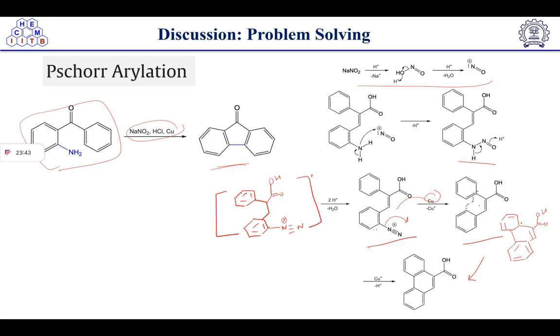Okay. So the same thing is happening here also. So solve this mechanism by yourself. This reaction is known as Sure annihilation. Okay. Here we have H, right? So the H radical will knock out and the radical will form the new bond in the aromatic ring.